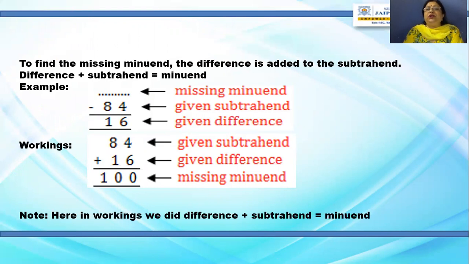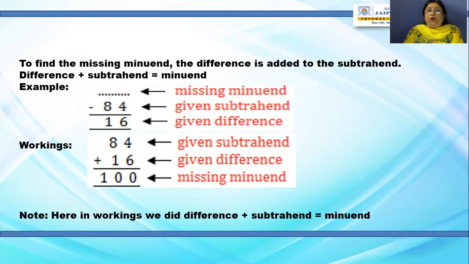What are we going to do? We are going to add the smaller number and the difference. When we add these two, because I told you that subtraction is opposite of addition. So when we don't know the bigger number and we can't do subtraction, then we are going to add the smaller number and the difference. The smaller number is 84 and the difference is 16. So when we add 84 and 16, what do we get? We get the missing minuend.